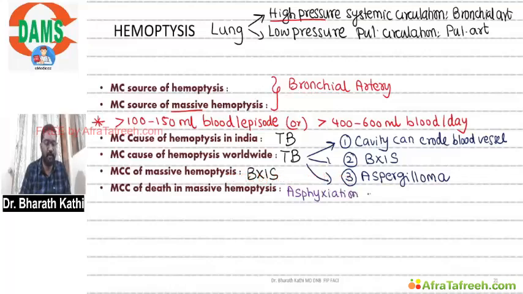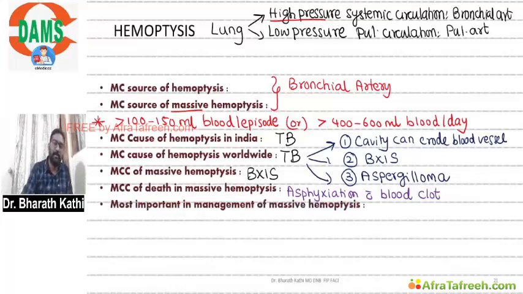It is asphyxiation. Yes, very good. Aspiration and ultimately asphyxiation with blood clot. Then if at all there is a patient with massive hemoptysis, what is most important in management? So is it airway or circulation?